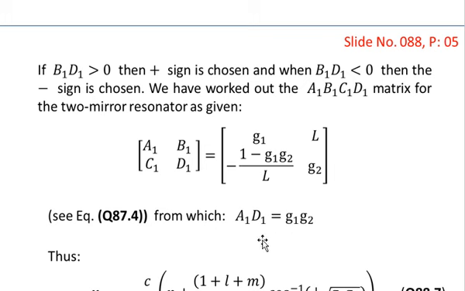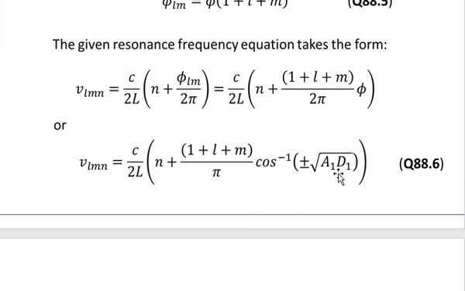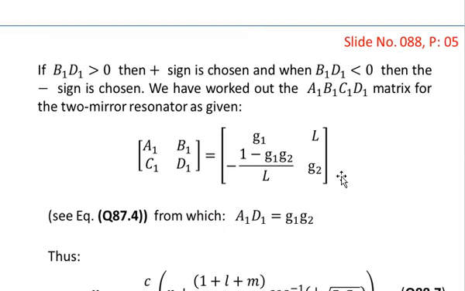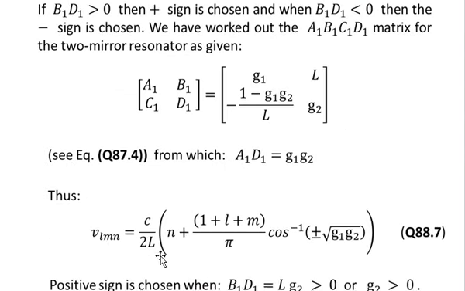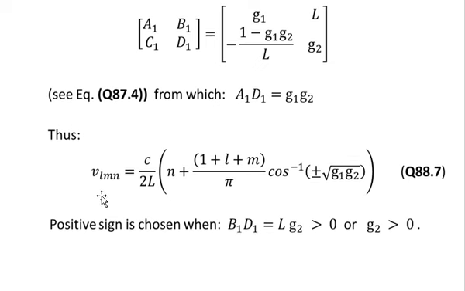So from that we can get A1 D1. You see that if you multiply the matrices on the left hand side, you need to multiply the corresponding elements from the right hand side. So A1 D1 is equal to G1 G2, because we have A1 and D1 present in equation number 6. So if you substitute that value there, you will get the resonance frequency in terms of the G factors of the cavity.